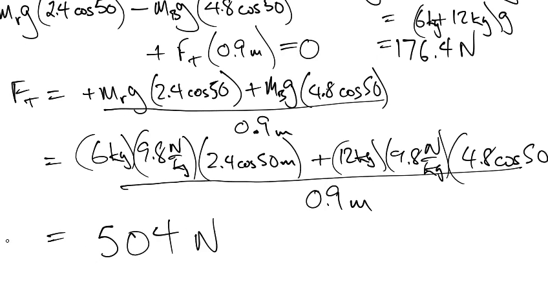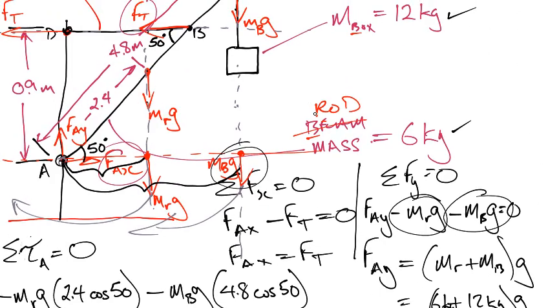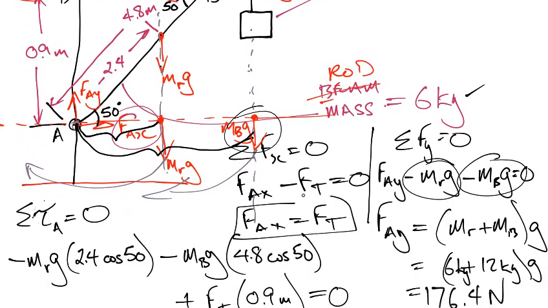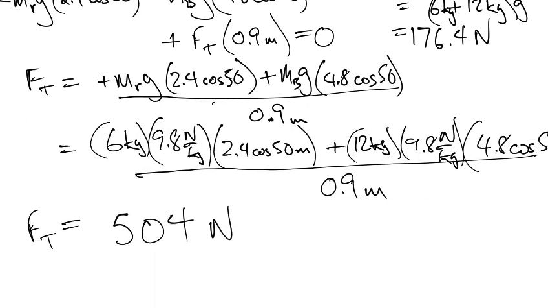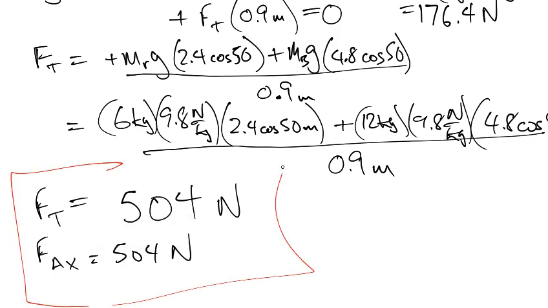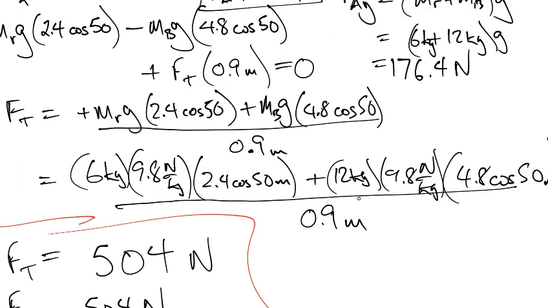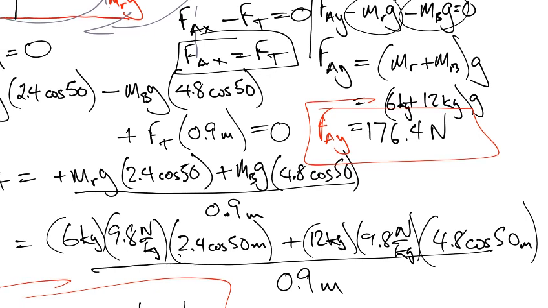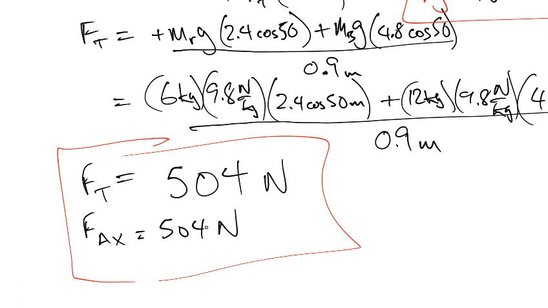Now, we're pretty much done at this point, because if you remember, way at the top, we said right here that FAX is equal to FTY in the opposite direction. So therefore, FAX is also equal to 504 newtons. And so we've got these two guys, and the other one which we got was FAY here. And we're done the problem. Well, thanks for watching.